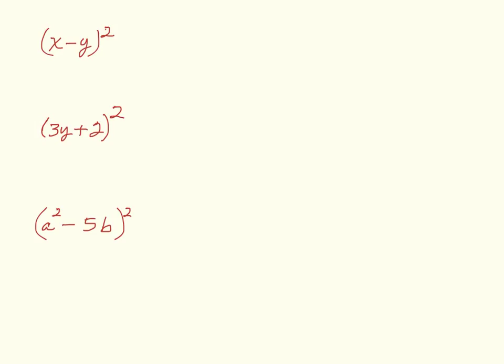Here's another one. x minus y, quantity squared. So I'm going to square the x, plus 2 times x times, I'm sorry, it should be minus, because my sign is minus in here. 2xy, plus y squared. The last term is always positive. The middle term in your answer can be negative or positive based on the sign in the binomial.